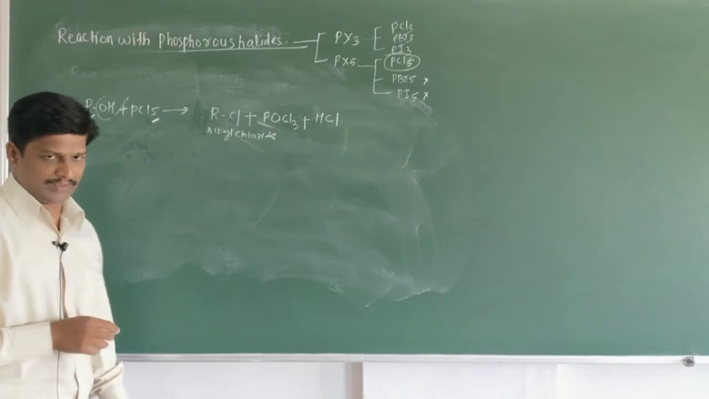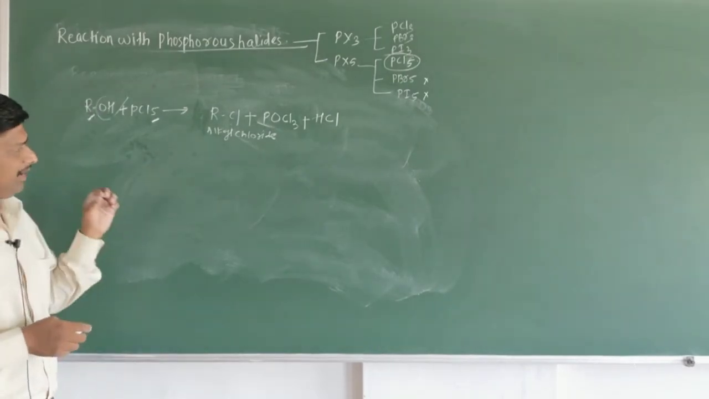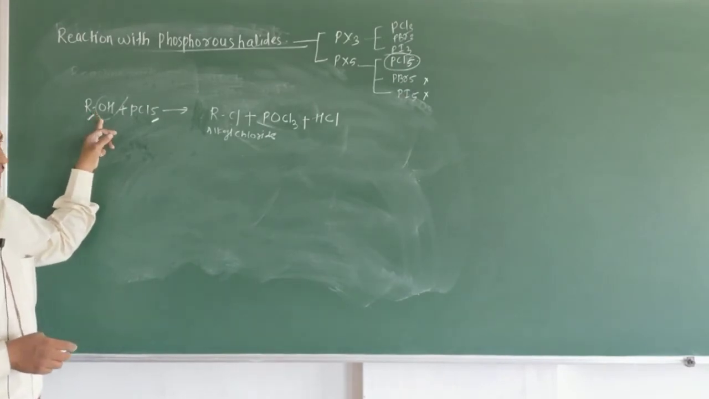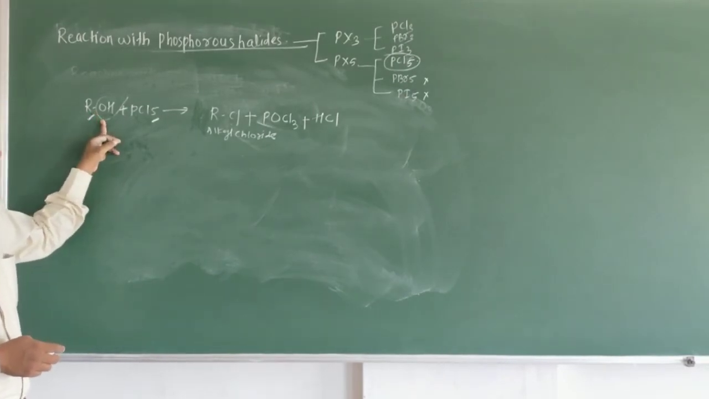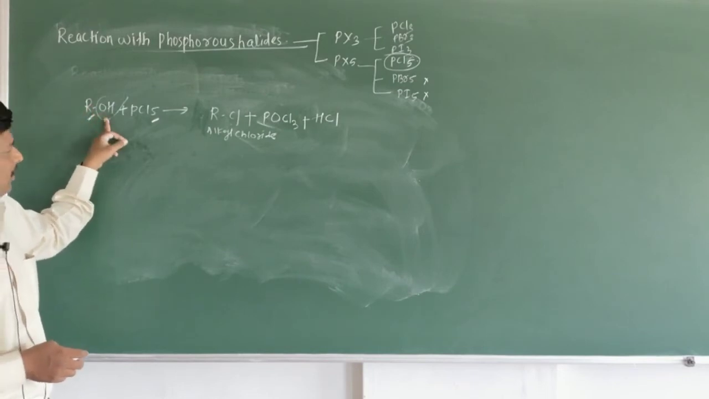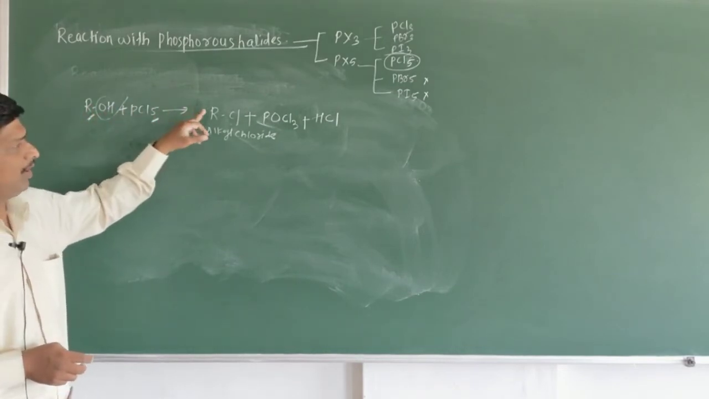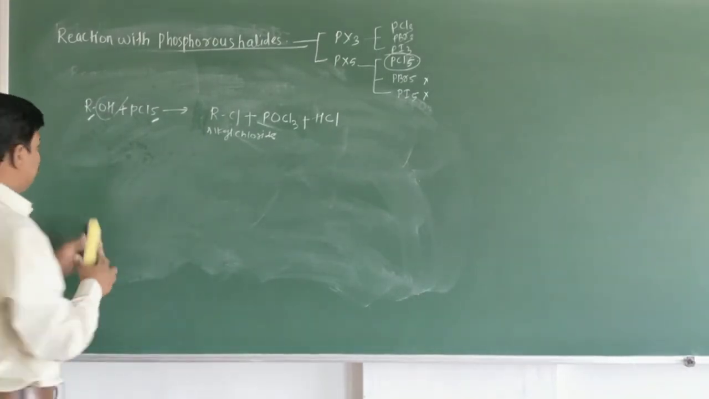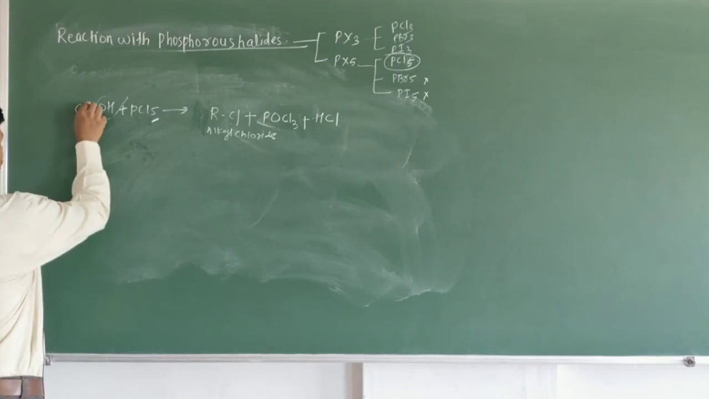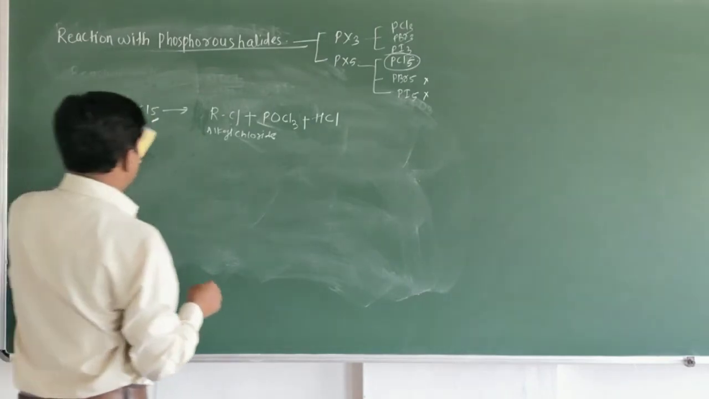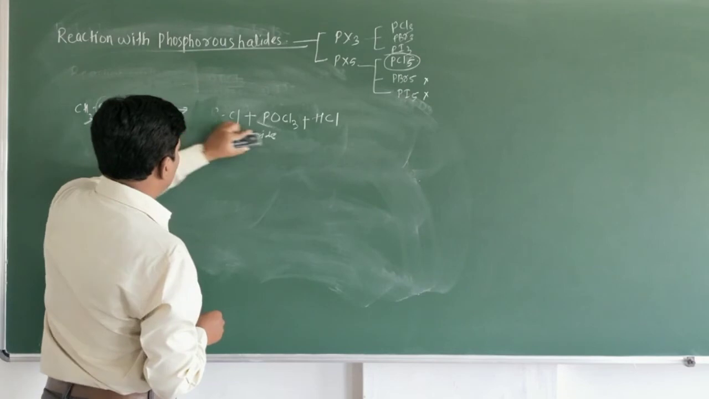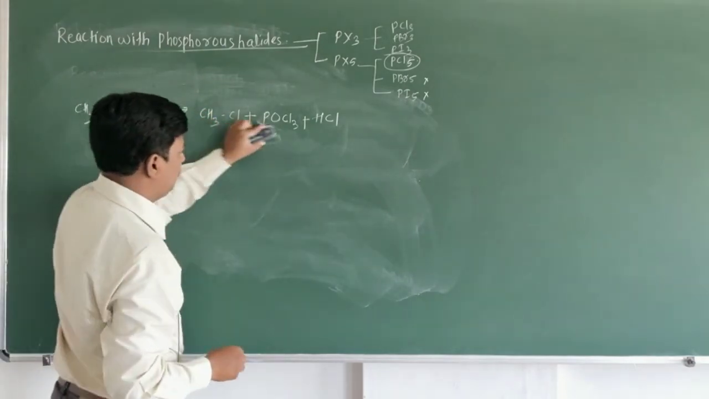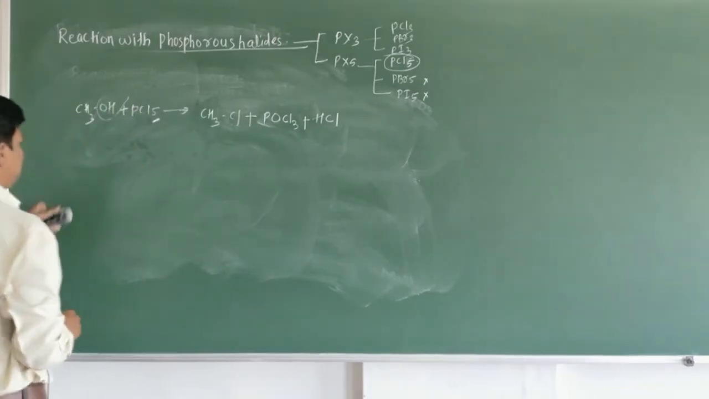And the examples in this reaction are the same as before. In place of R, when we take the methyl group, then methyl alcohol is formed. When methyl alcohol, CH3OH, reacts with phosphorus pentachloride, it forms CH3Cl, methyl chloride. And the byproducts are POCl3 and HCl.